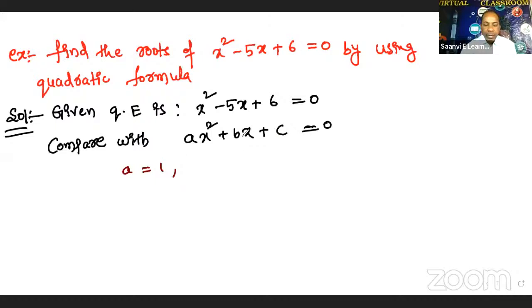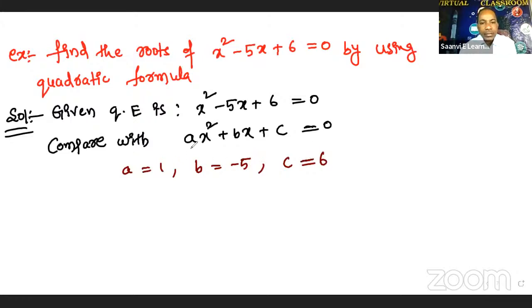Next, b means x coefficient. In our given quadratic equation, what is x coefficient? -5. So b is equal to -5. Next, c. C means constant number. In our given quadratic equation, constant number is 6. It means c is equal to 6.